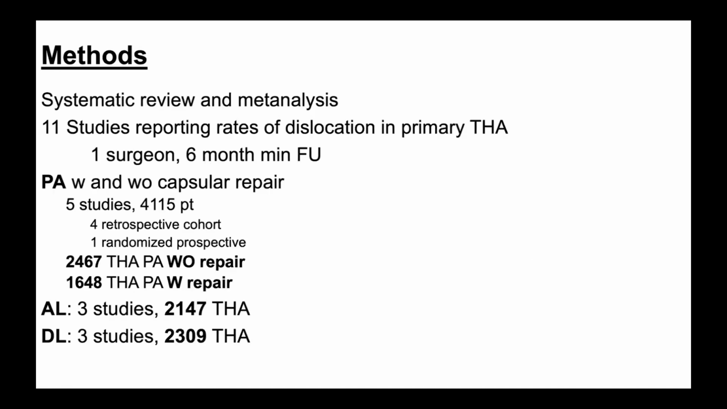Regarding the methods, they did a systematic review and meta-analysis and found 11 studies reporting various dislocation rates of primary total hip arthroplasty. Regarding the posterior approach, they found 5 studies with roughly 4,000 patients. In addition, with the anterior and direct approaches, they found roughly 2,000 patients in each of these studies.